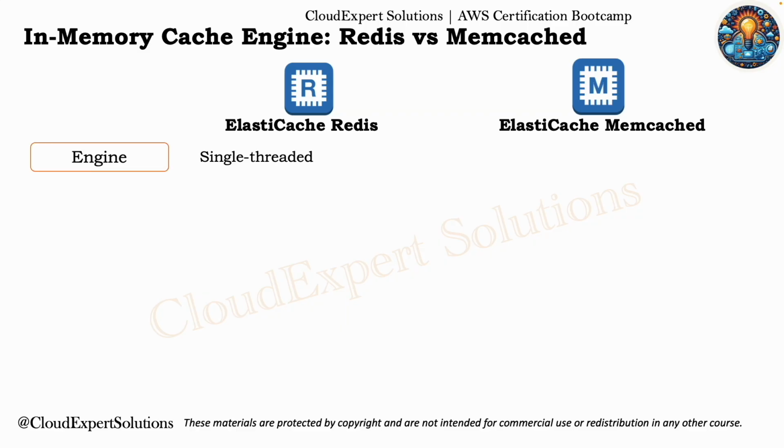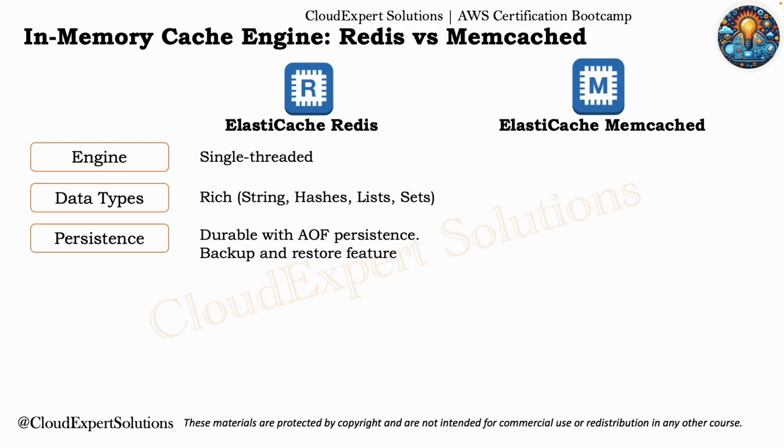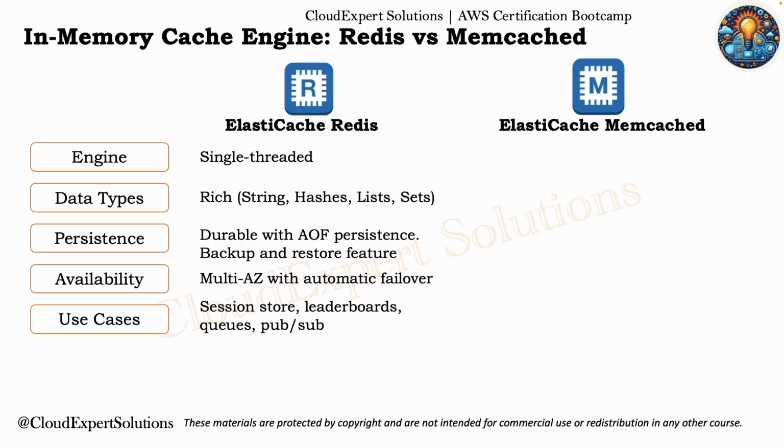Redis is a feature-rich, single-threaded cache engine. It offers complex data structures like lists, sets, and sorted sets. Redis supports durable AOF persistence with snapshot-driven backup and restore capability. And Redis provides robust high availability with multi-AZ replication. Redis is ideal if you want to create a centralized session storage for a stateful application, or game leaderboards, queues, or for pub/sub messaging use cases.